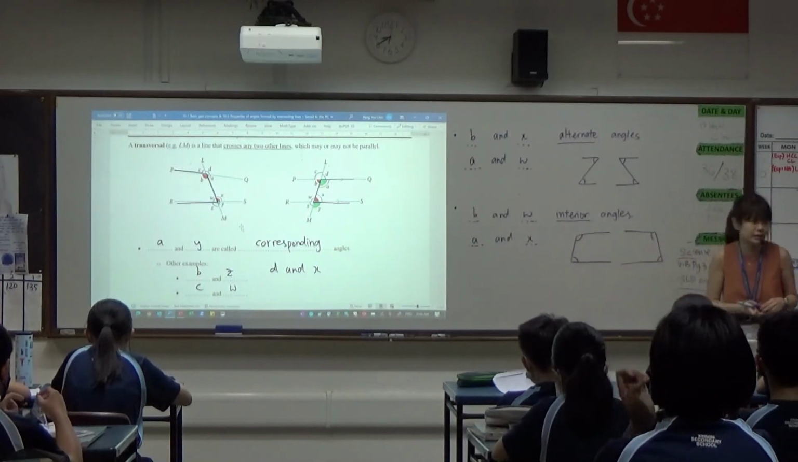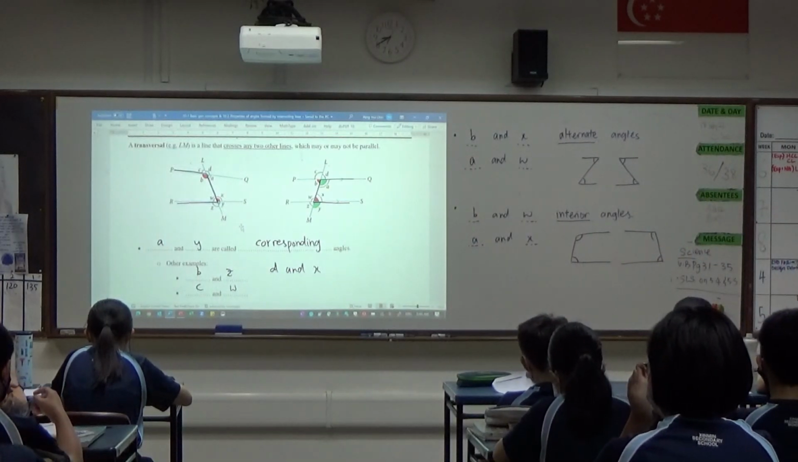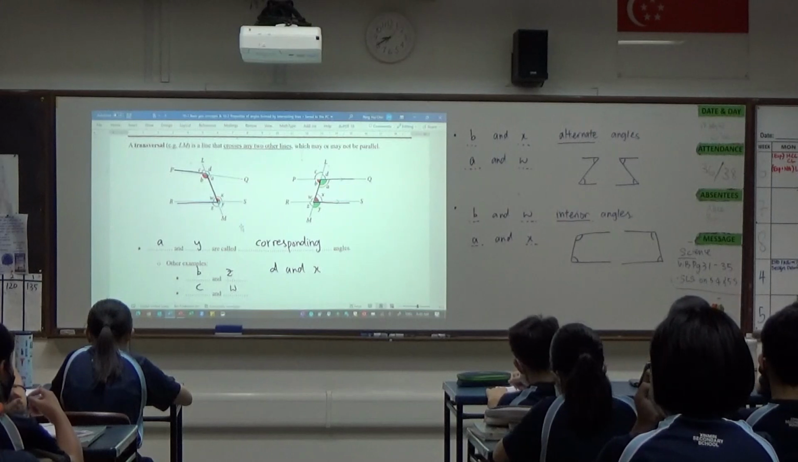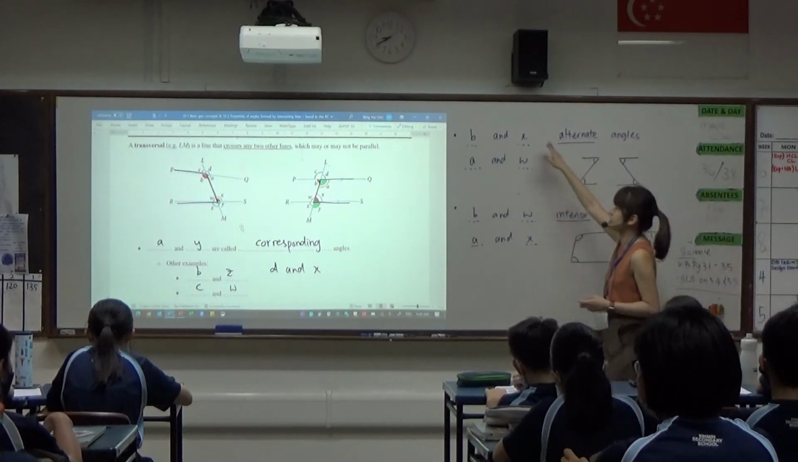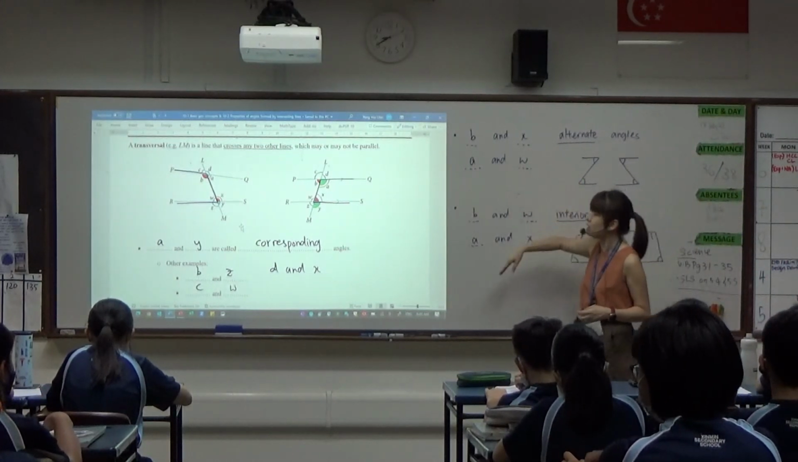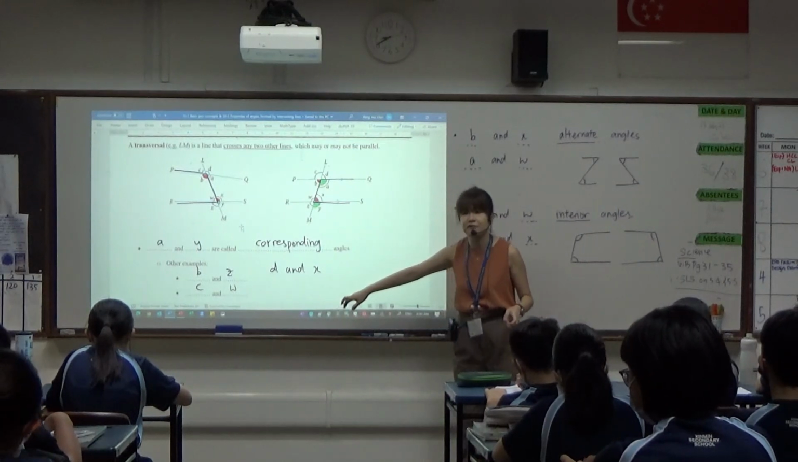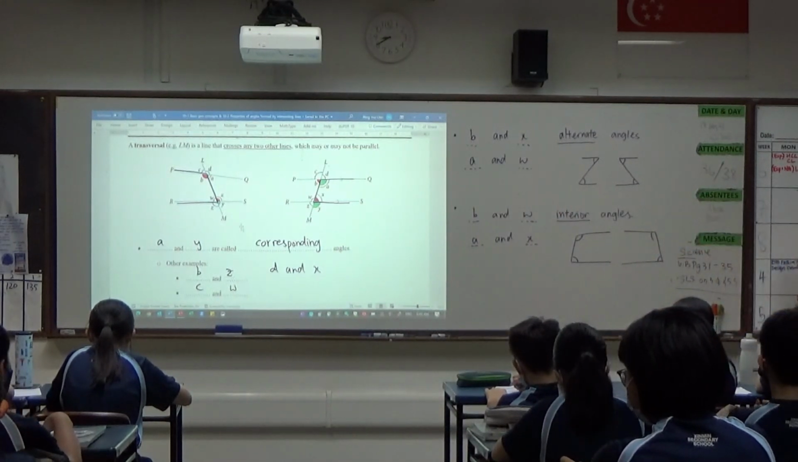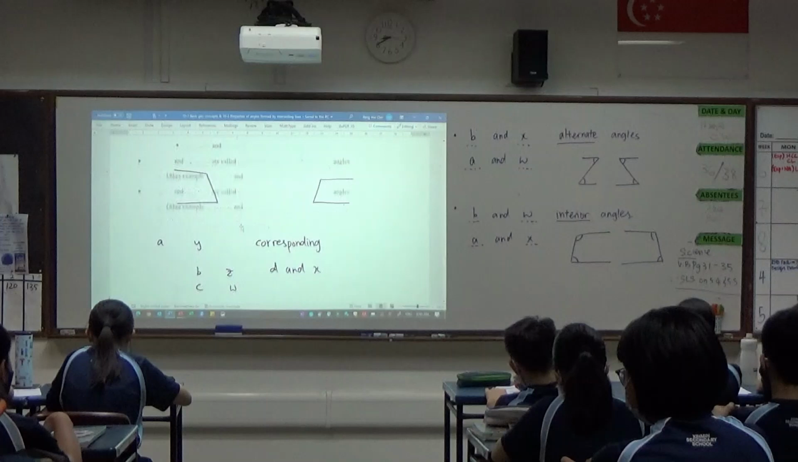I hope that your worksheet has been properly and correctly filled up. For alternate angles and interior angles, these are the two pairs that are available. Corresponding angles will have 4 different pairs. Moving on.